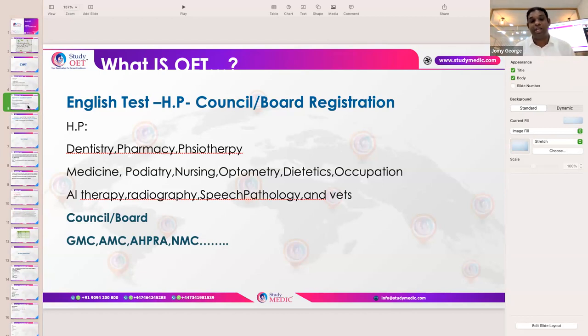The examples are GMC, AMC, HPRA, NMC. Those are the councils from various English-speaking countries, including the UK, Ireland, Australia, New Zealand, and Canada. Those are the main English-speaking countries.